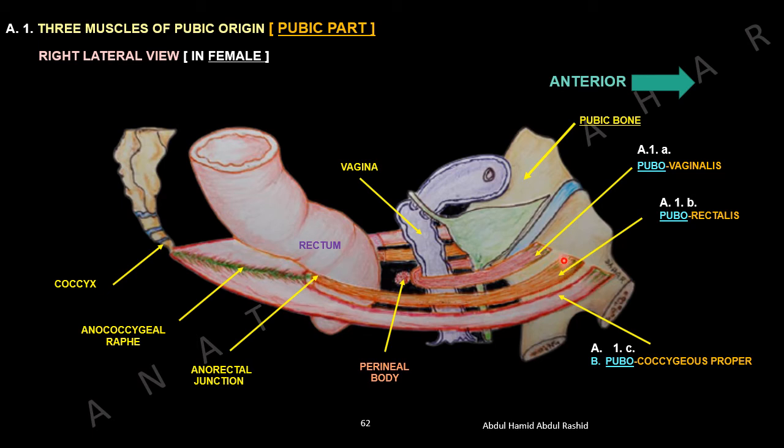But the first one, pubovaginalis, coming from the back of the pubic bone, the fibers go around to the back of the vagina, where they meet the fibers from the opposite side, and they attach to the perineal body. So this is pubovaginalis in the case of female. The rest are the same as in the male.